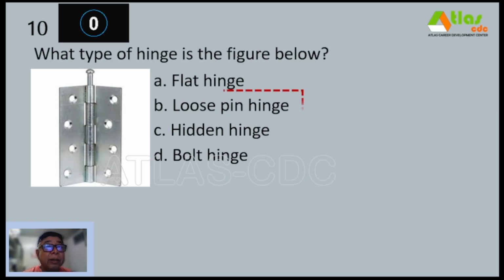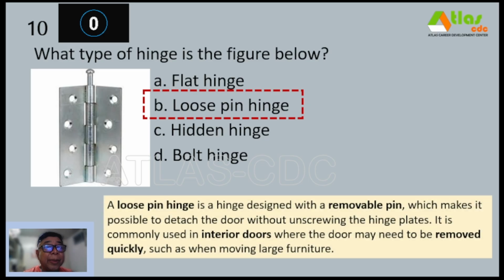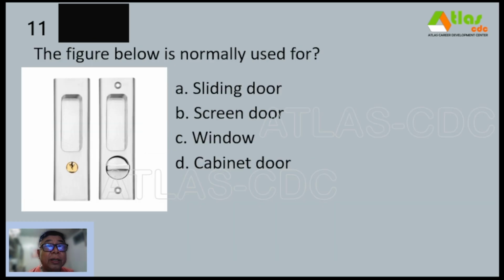And our correct answer is letter B, loose pin hinge. So a loose pin hinge is a hinge designed with a removable pin which makes it possible to detach the door without unscrewing the hinge plates. It is commonly used in interior doors where the door may need to be removed quickly, such as when moving large furniture. So 11. The figure below is normally used for A.